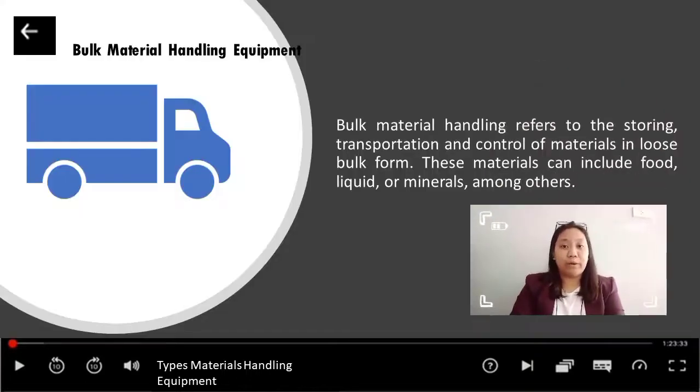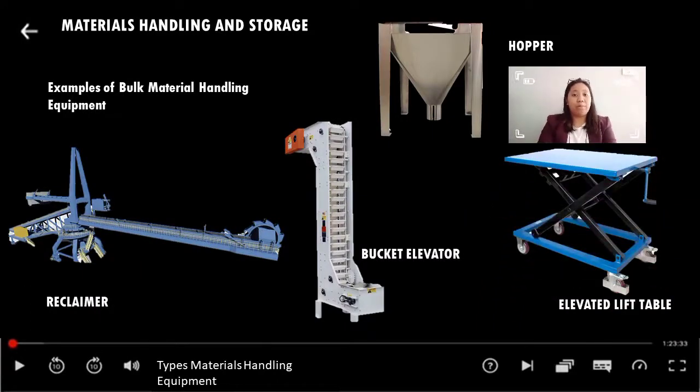For the last part, for the 4 categories, we have the bulk material handling equipment. So bulk material handling equipment refers to the transportation, storing, and control of materials in the loose or bulk form. These materials or products can be food, minerals, liquids, etc. So here are some examples of bulk material handling equipment.